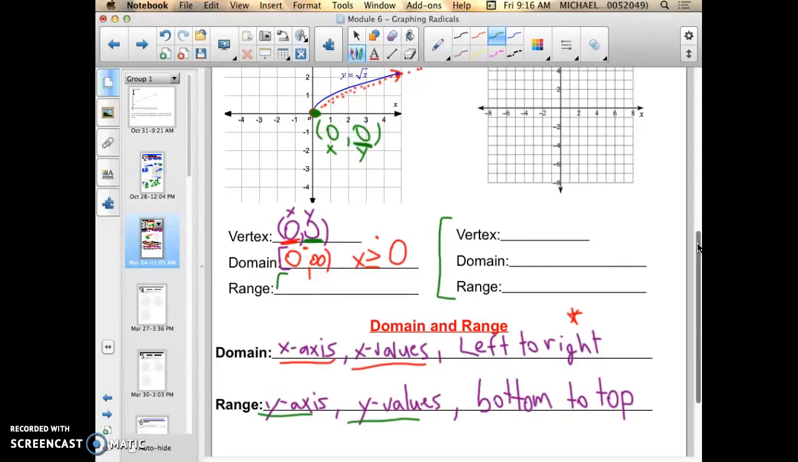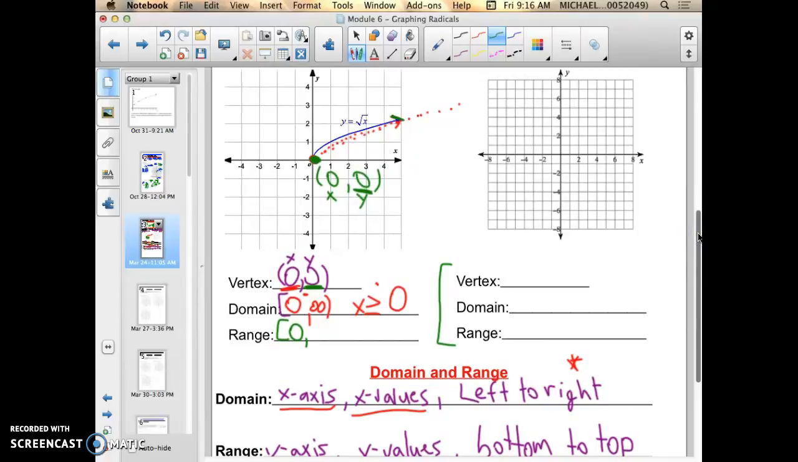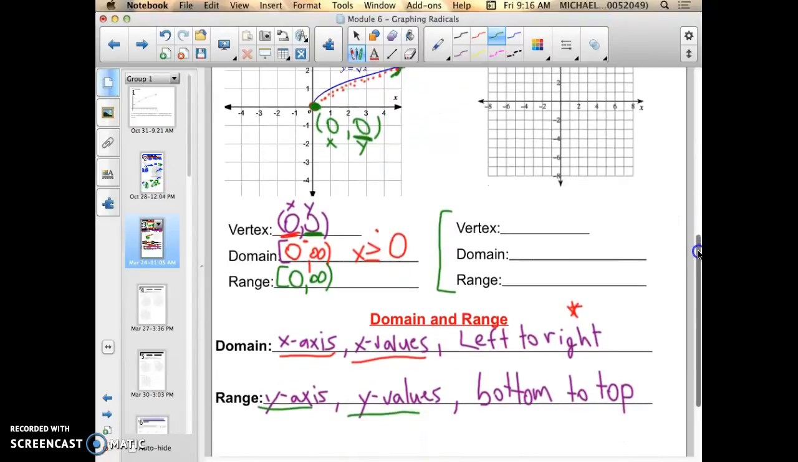But, again, it includes 0, so I have to put a bracket because that dot at the vertex is closed. So the lowest point is 0, and similar to the domain, this arrow is going to the right forever, but it's also going up forever. So it goes to positive infinity, and close it out. And so that's my interval notation.